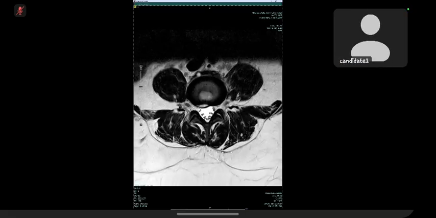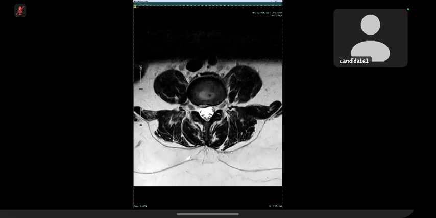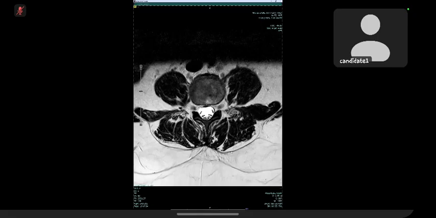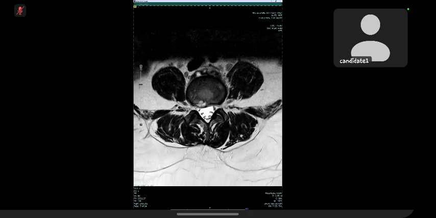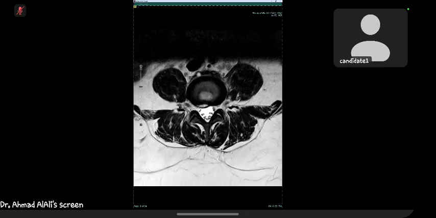So there is a multiloculated prevertebral subligamentous collection, with mild extension into the anterior epidural space as well.